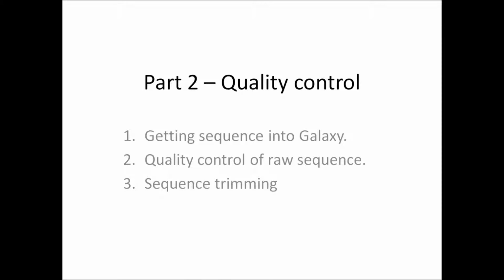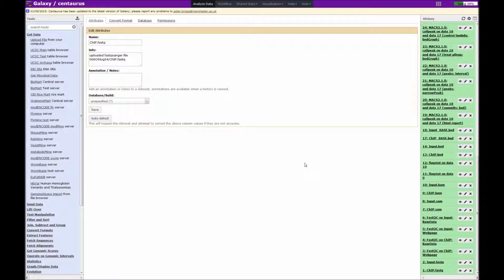Welcome to the second part of a series of videos detailing how to perform ChIP-seq analysis using Galaxy. I'm going to start off by talking about how to actually get sequence into Galaxy itself. Then I'll be detailing a couple of programs used in the quality control of the raw reads that come from the sequencer. So let us begin by looking at how you can get sequences into Galaxy.